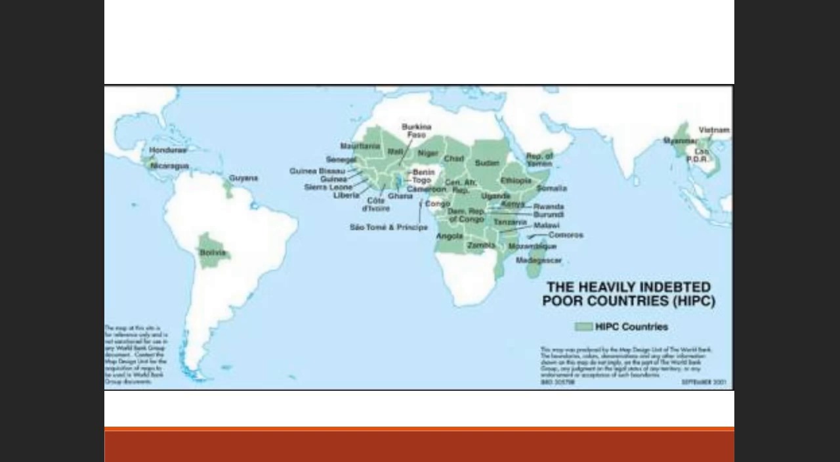So here are the 40 poorest countries. This is the map of the HIPC countries that were in the initial project, and you can see that most of them are in sub-Saharan Africa, although we do have a few like Honduras and Nicaragua and Bolivia and Guyana in Central and South America, and we also have Myanmar or Burma, as well as Vietnam and Laos in Southeast Asia.